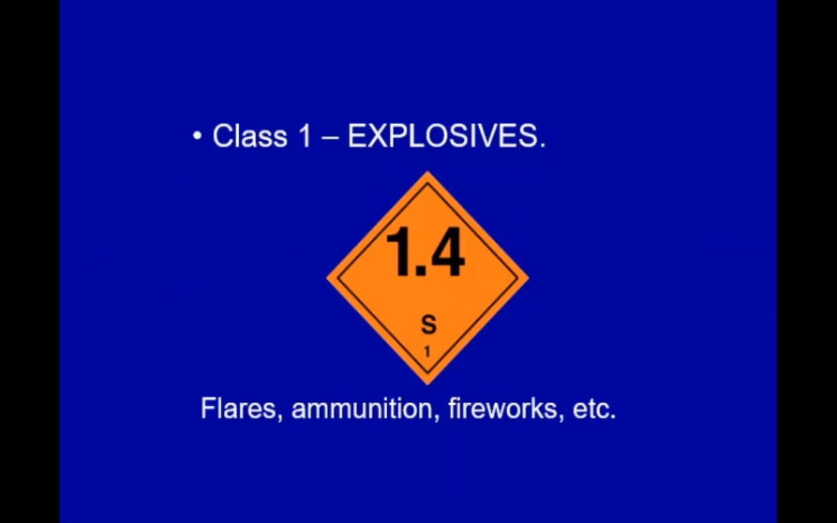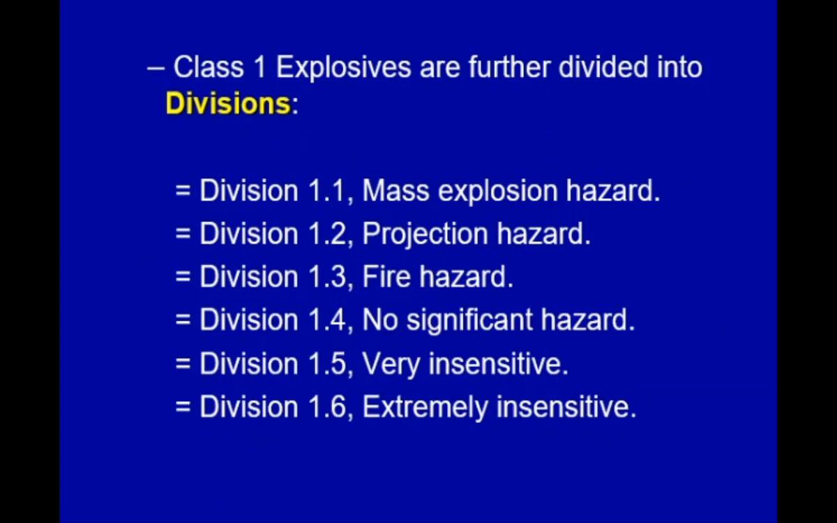Now let's go to the classes. We begin with class 1. Class 1 is explosives. And examples of explosives are flares, ammunitions, fireworks, etc. Class 1, which are explosives, are further divided into divisions. This is where the divisions come in. And there are 6 divisions for class 1, which is explosives.